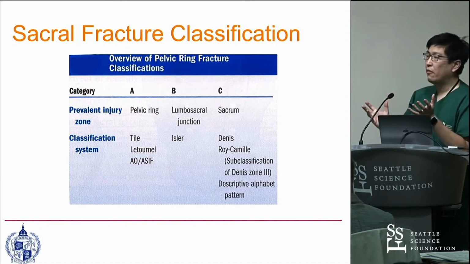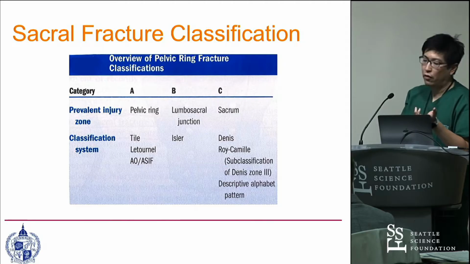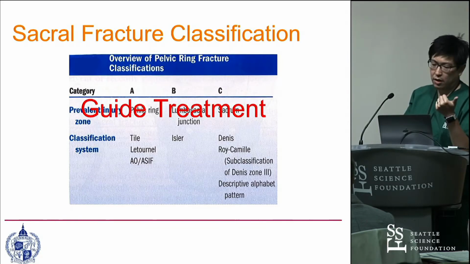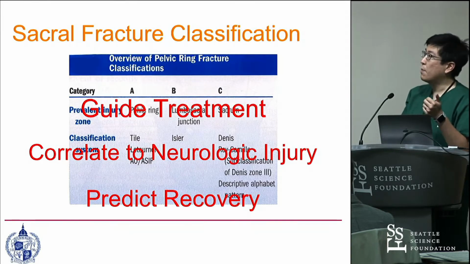So in terms of the classification of sacral fractures, the key thing is that we want to understand the integrity of the pelvic ring, the integrity of the lumbosacral junction, and finally the integrity of the sacrum itself. And the reason why these are important is because these have implications on your treatment, as well as the prediction of the type of neurological injury that the patient is going to have, as well as the recovery pattern.